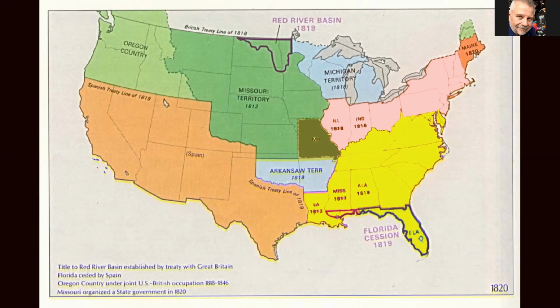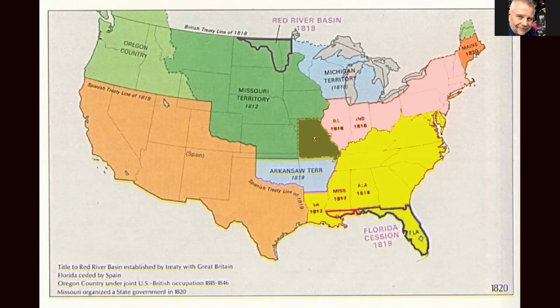And so everything would be fine. You have one new slave state and you have one new free state. And it would be 12 versus 12, as long as Missouri was admitted as a slave state and Maine as a free state. And of course, now the politicians are going to get into the picture and complicate things.